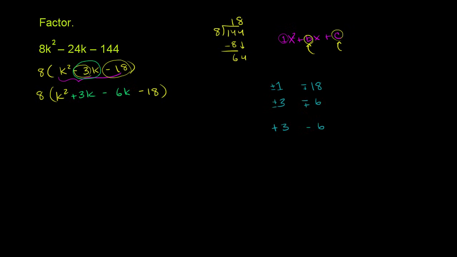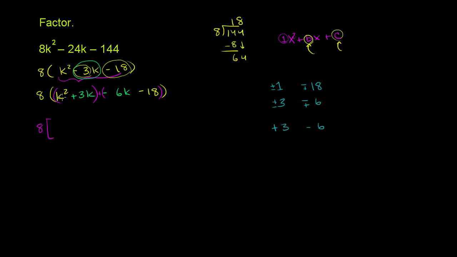Now we're ready to group this thing. We can group these first two terms. They're both divisible by k. And then let's group these second two terms. So then we have 8 times, I'll put brackets here instead of writing double parentheses. Brackets are really just parentheses that look a little bit more serious.